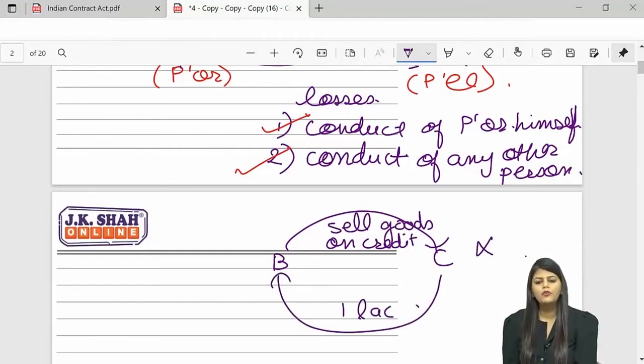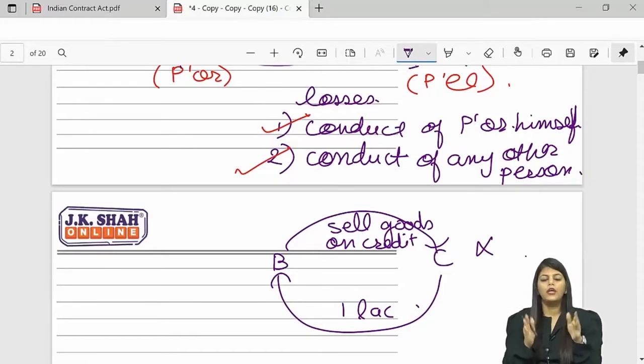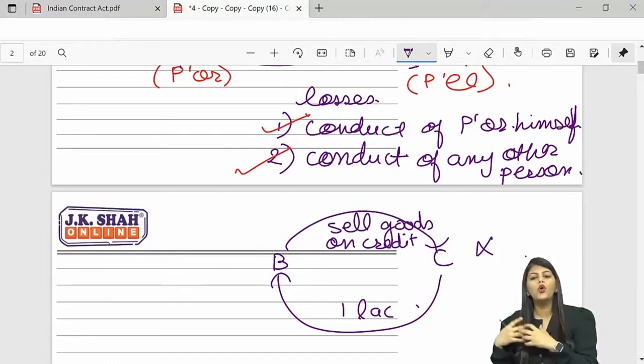What will B do? Recover it from A. Answer is a big no. But sure, this is not guarantee. So there is a thin line difference between indemnity and guarantee. In indemnity, you give assurance only for losses or expenses, whereas in guarantee, you give assurance for the whole amount.